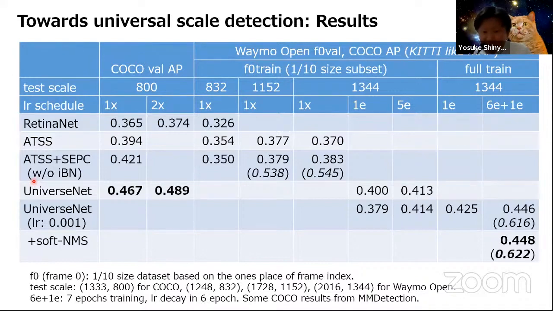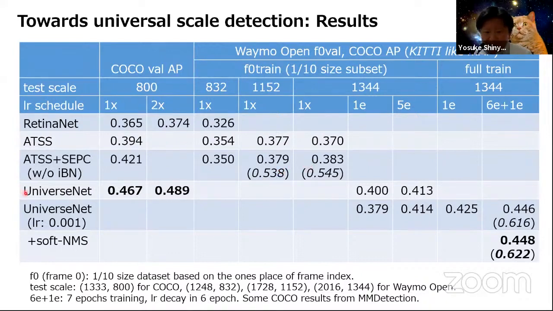Therefore, I quantitatively evaluated the effectiveness of the UniverseNet design on COCO and Waymo Open. F0 means frame 0, and test scale is shown by pixels in the shorter edge. Like COCO, ATSS is better than RetinaNet also on Waymo Open. On the other hand, when I added SEPC to ATSS, the Waymo Open accuracy decreased, though the COCO accuracy increases. I found that this reduction in accuracy occurs when the test scale is not large. ATSS plus SEPC outperforms ATSS at higher test scales. This phenomenon needs to be explored.